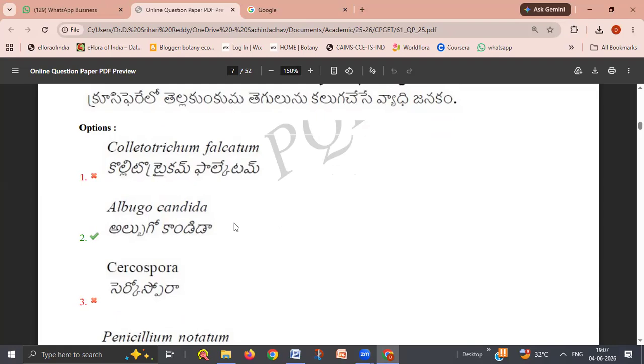In the Amaranthus family also, not only in crucifers, Amaranthus family members also. So Albugo candida causes white rust disease because it forms white colored pustules. The conidia which are released appear in white color. So it appears like a white rust.